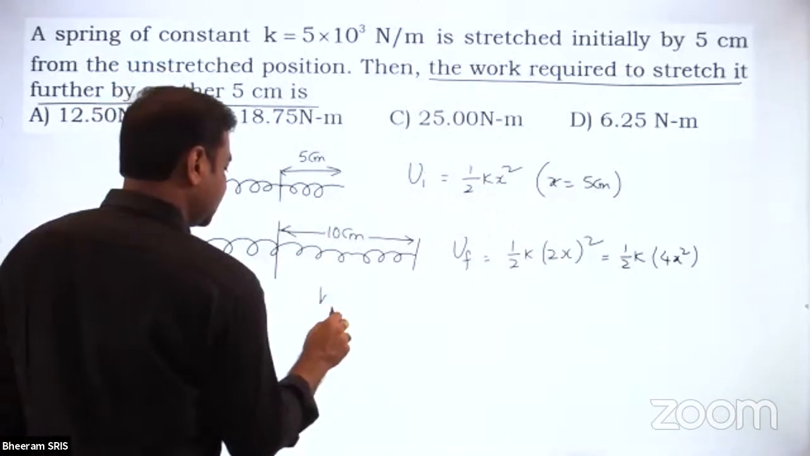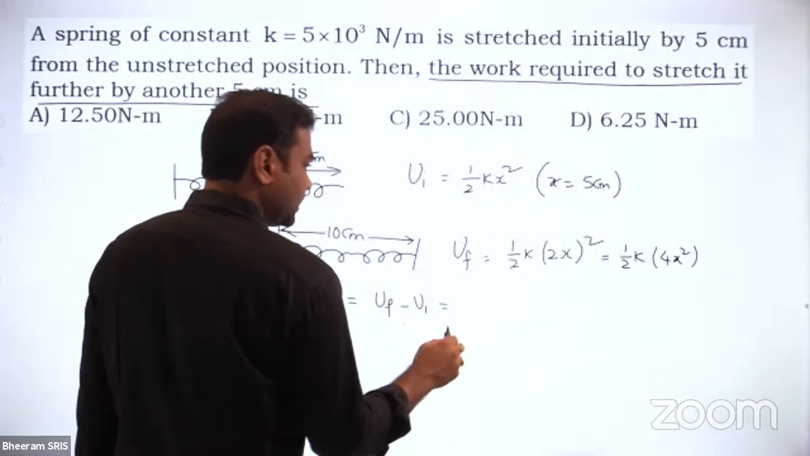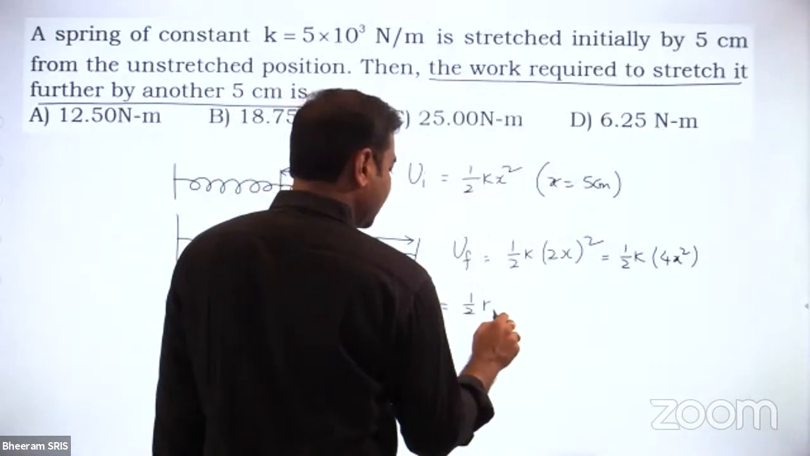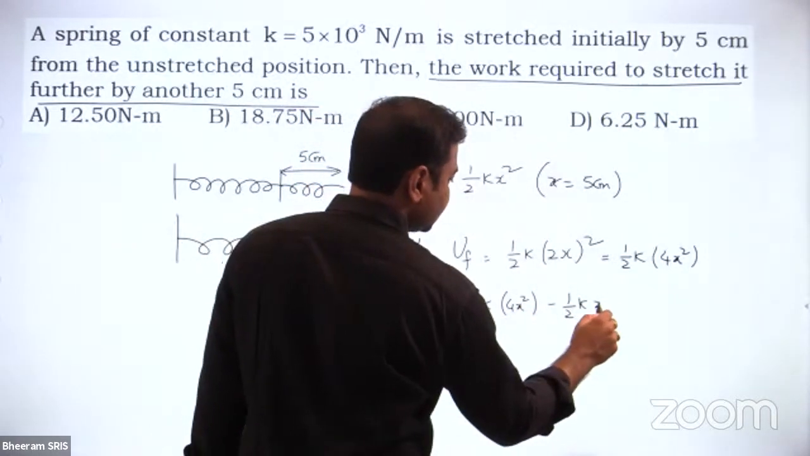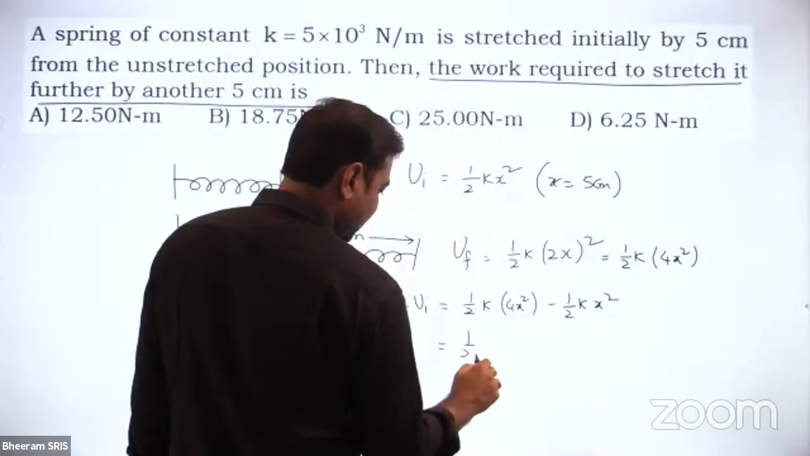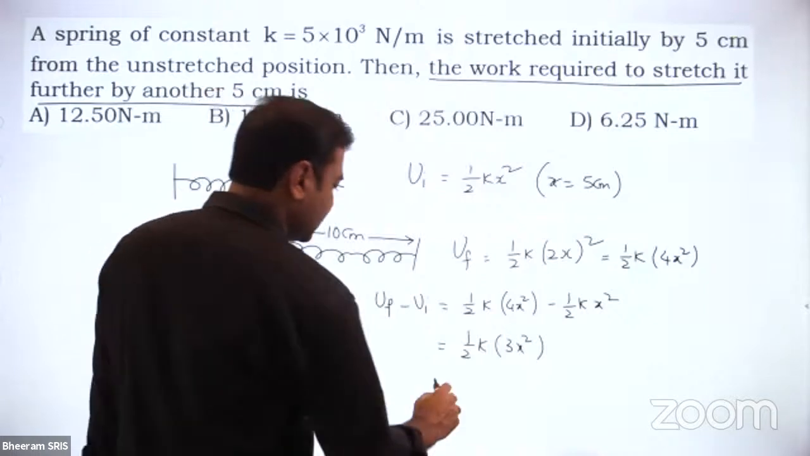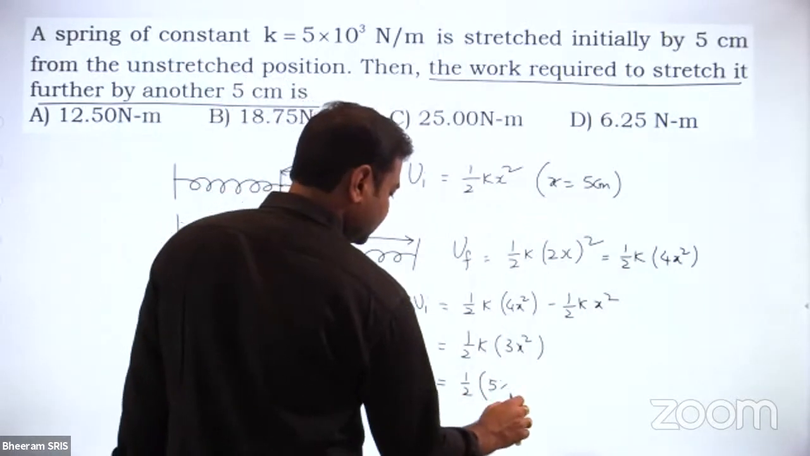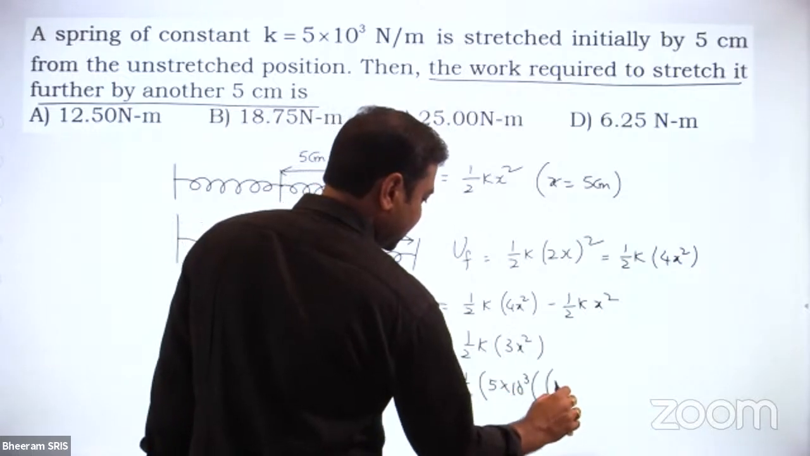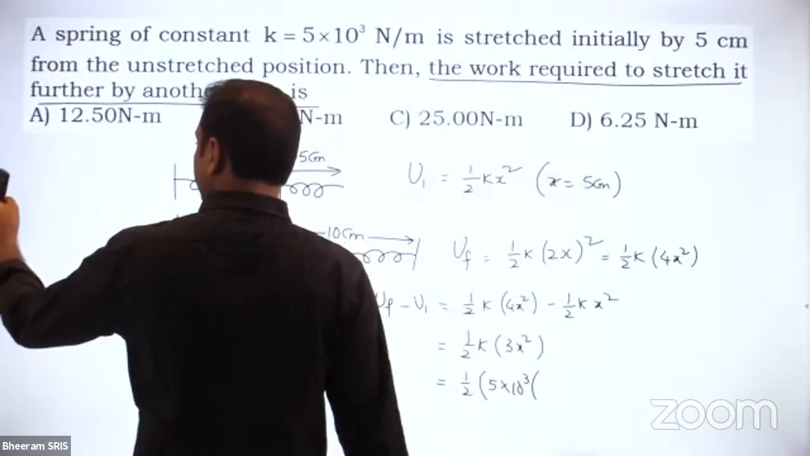So work done is equal to final potential energy minus initial potential energy. So half k into 4x square minus half k into x square. So you will get half k into how much? 3x square you will get. Now write down all the values. Half into k value. What is the k value? 5 into 10 cube, multiplied with 3 times x square.